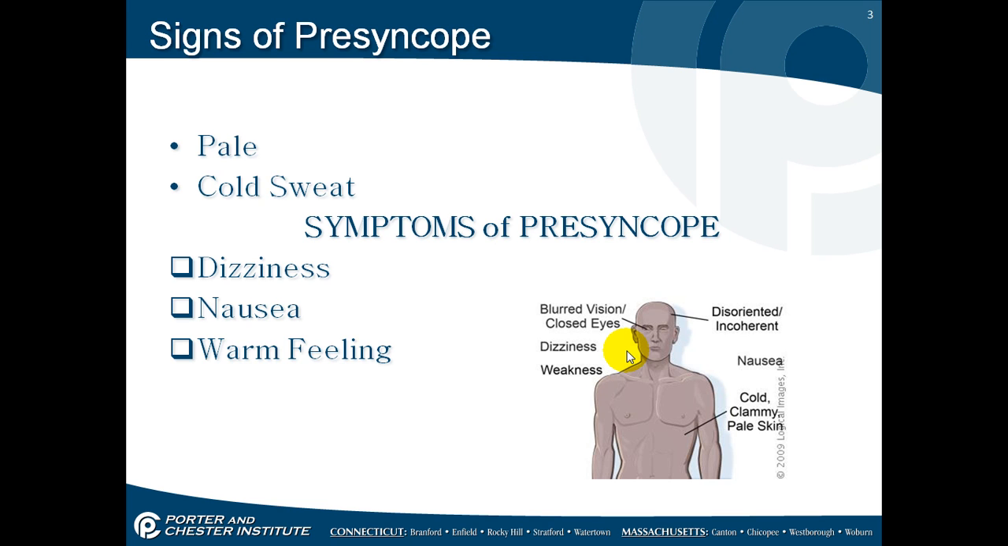What are the signs of presyncope, or right before a patient faints? They might be pale. You will actually see the coloring go right out of their face. They might have a cold sweat, dizziness, nausea, a warm feeling.